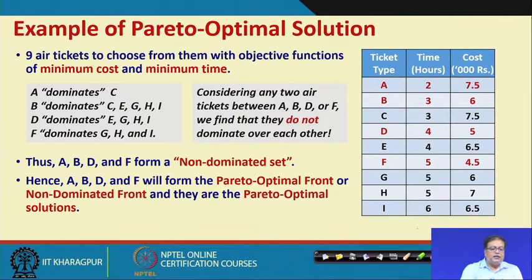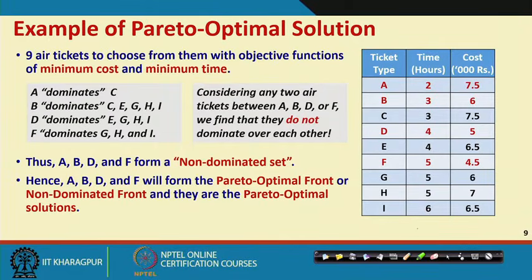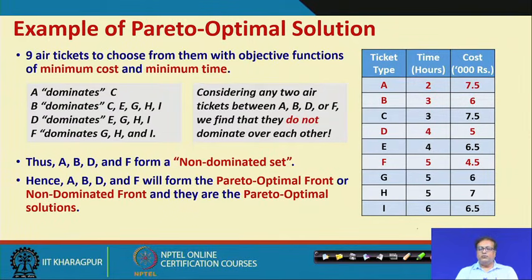So, the remaining ones, that is A, B, D and F, if you compare them in pairs, the interesting thing that we shall find is that no clear winner can be found. So, if I see A and B, we find that no clear winner. If we see A and D, again D is better in cost, A is better in time. A and F, again a similar kind of thing.